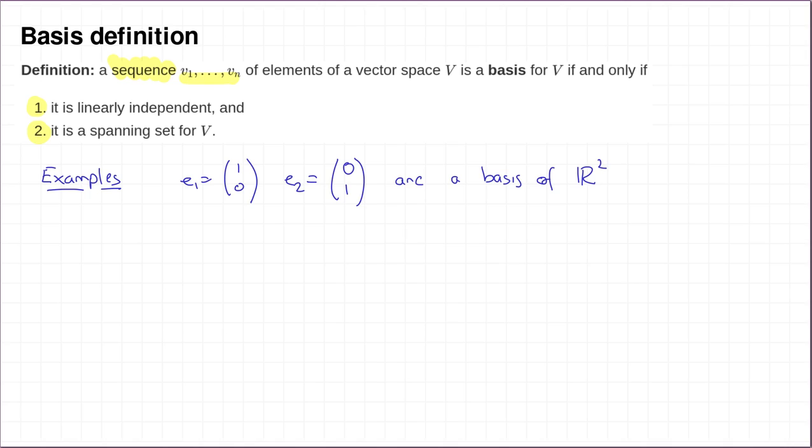But as I said on the introductory slide, there are lots of different bases, infinitely many different bases of R squared, for example. So for example, we might take, let's say, F1 to be (1, 1) and F2 to be (1, -1). Those two vectors are another basis of R squared. Once more, we showed in the previous lecture that this is a spanning set for R squared, and I think we showed in the lecture before that those two vectors are linearly independent. Therefore, they're a basis of R squared.